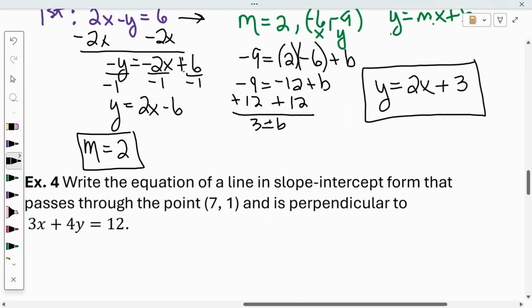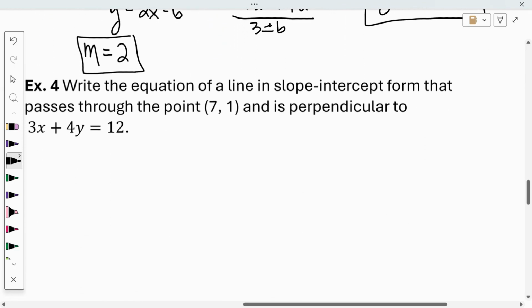All right, let's try it again. So now we're going to do the same exact thing, only this time our line is going to be perpendicular and passing through the point 7, 1. So perpendicular, that means I need to find the slope of this line and then transpose it to the opposite reciprocal. So to find the slope of this line, the first thing I want to do is solve for y.